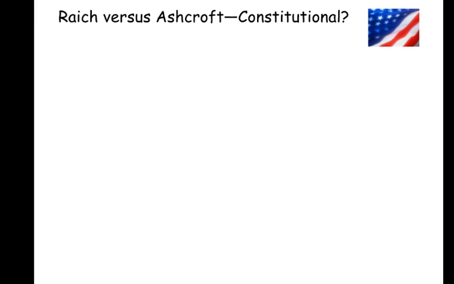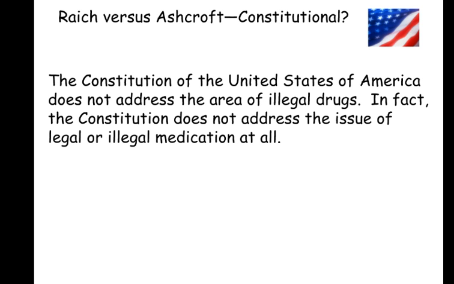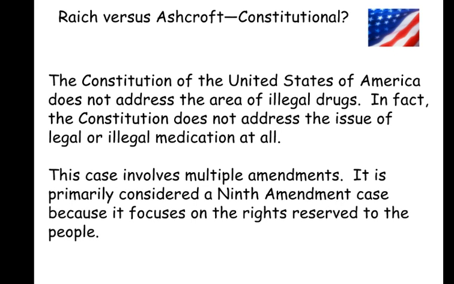So basically, we want to look at, was this decision really constitutional? And the Constitution of the United States of America does not address the area of illegal drugs. In fact, the Constitution doesn't address the issue of legal or illegal medication at all. This case involves multiple amendments, specifically the 9th and the 14th. It is primarily considered a 9th Amendment case because it focuses on the rights reserved to the people.